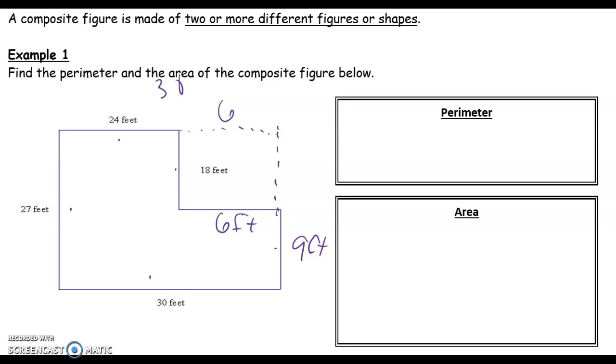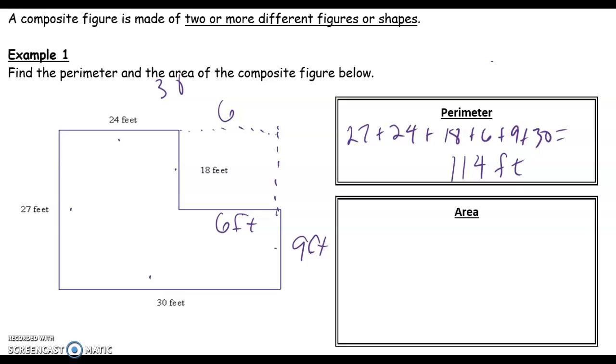So our perimeter, we'd want to add all of these together. So 27 plus 24 plus 18 plus 6 plus 9 plus 30. There's 6 sides, so that checks out. So the total is 114, and our units would be feet. I'm just going to abbreviate that to FT.